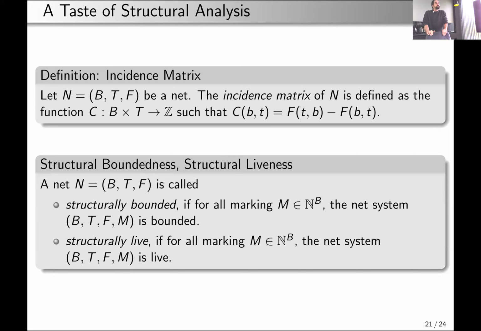I have a question about structural analysis. So you said it gives you these sufficient conditions for boundedness and liveness. Does it simplify the reachability problem, or does it provide sufficient conditions for that? Well, not really. Yes, it does if the net is pure.